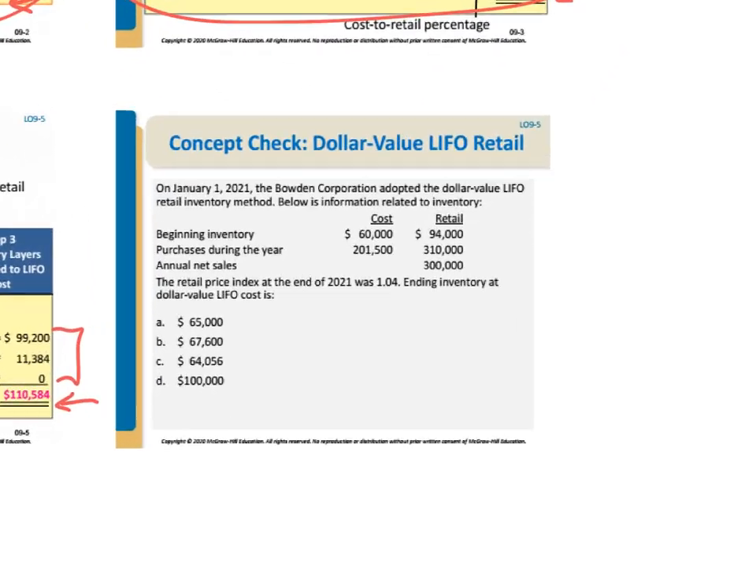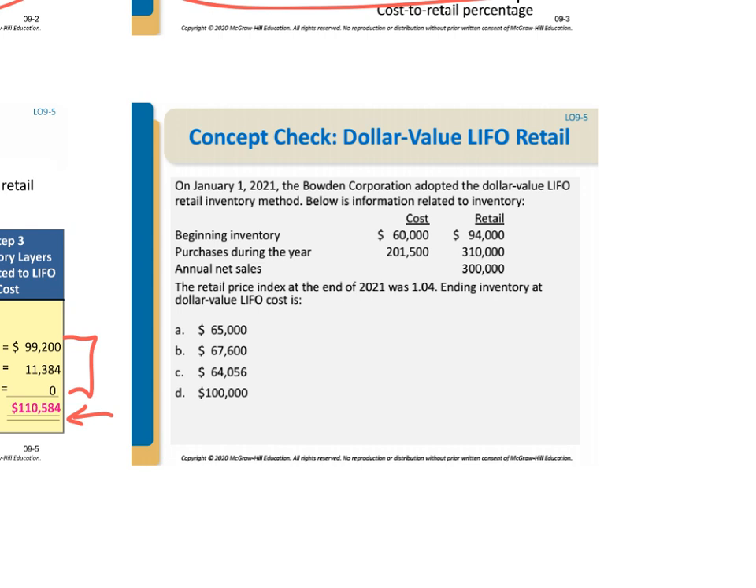All right, let's go ahead and try applying this problem. You can pause this, try this, we'll come back and solve it together. Okay, this problem says on January 1st, 2021, the Bowdoin Corporation adopted dollar value LIFO retail inventory method. Below is the information related to this. The retail price index at the end of the year is 1.04. Ending inventory at dollar value LIFO cost is.